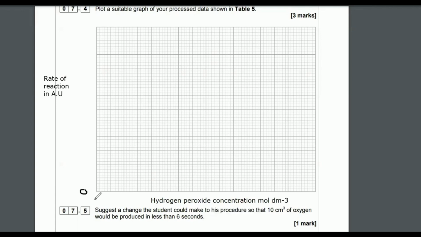So include the units so you get the mark for the correct axes. Now we need to make a suitable scale. A suitable scale should take up over 50% of the x-axis and 50% of the y-axis, and these should be actually used. So we're going to use 0.5, 1.5, 2, and 2.5. That takes us over halfway across the graph paper. And then on the y-axis, we're going to go up in 0.2s, and that's going to use nearly the whole page. So we're definitely taking up two-thirds or more of the graph paper, so that's good.